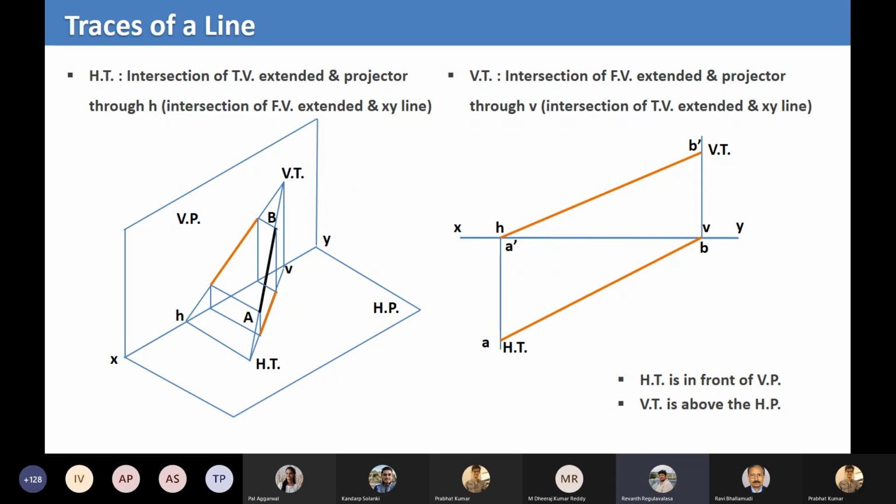This is a bit tricky. There are so many things to be interlinked. So the front view line, when it is... Prabhat Bhai, can you show it with the pointer? Yeah, so the front view is there.